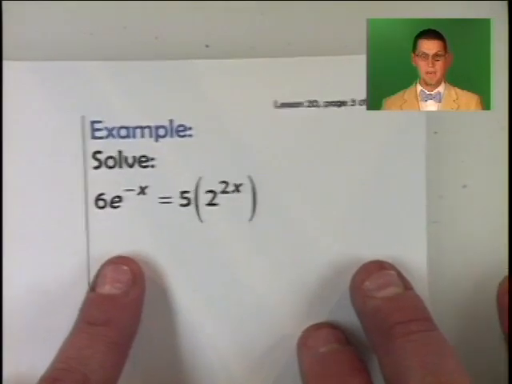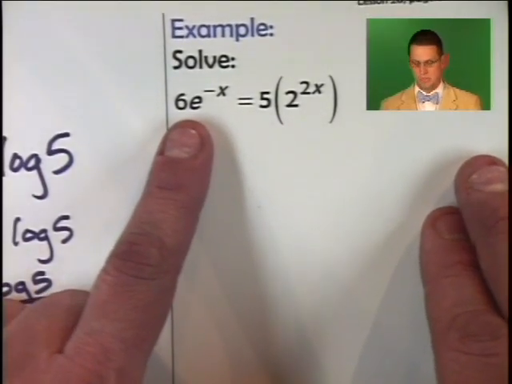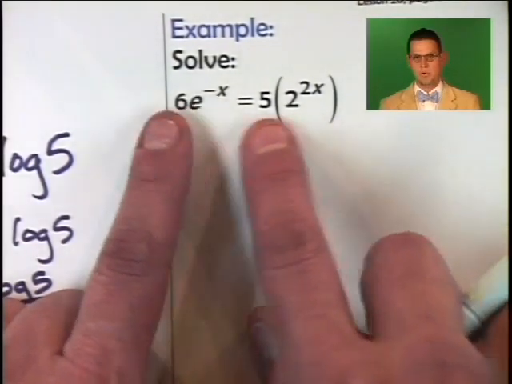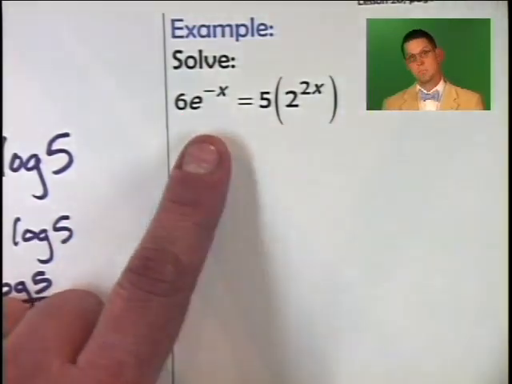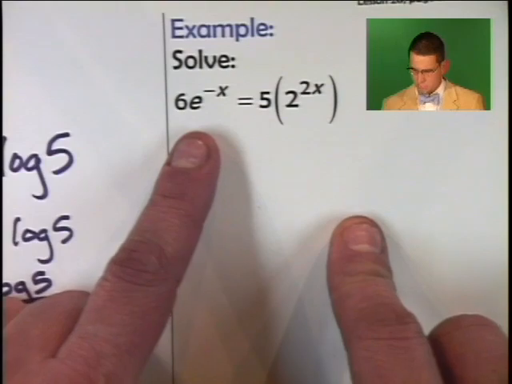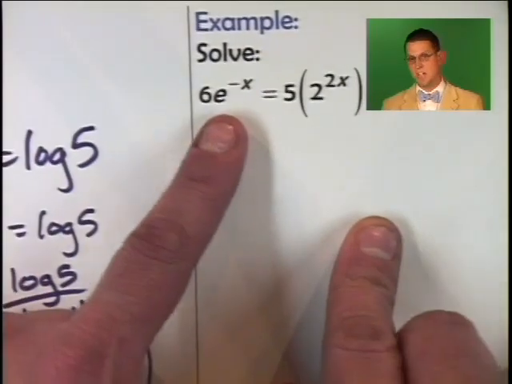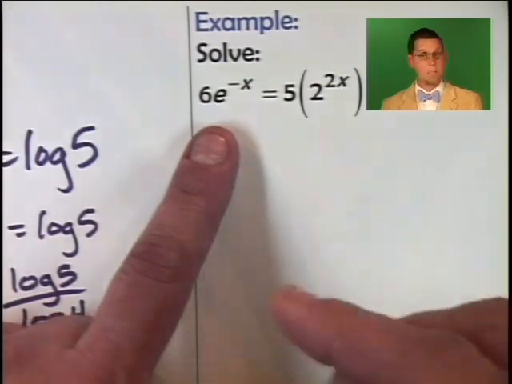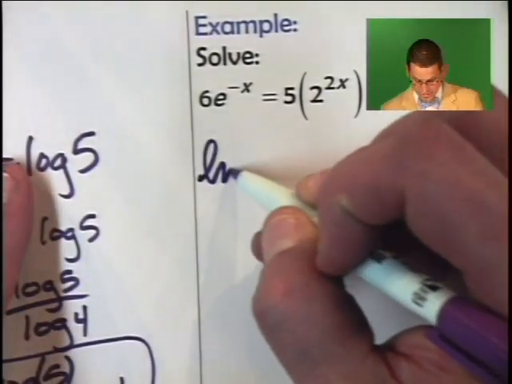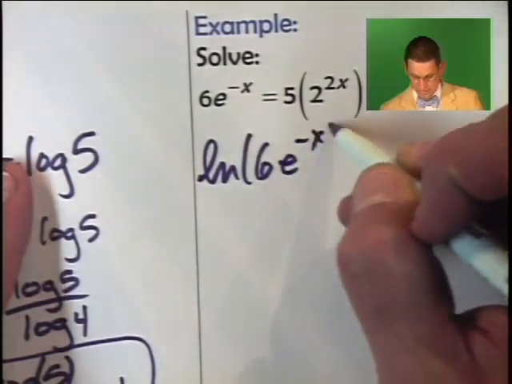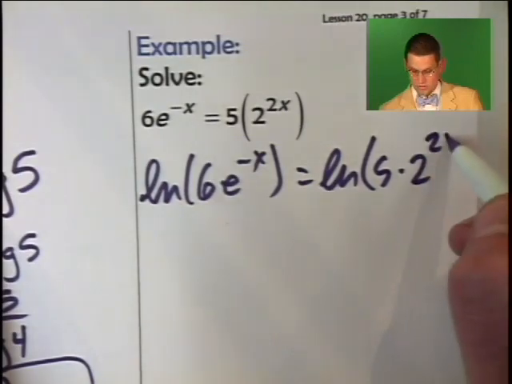Let's look at this guy here. Slightly different. I've got 6 times base e. Well, e is irrational, and I got 5 times 2. So I don't think I'm going to be able to manipulate this to get the bases the same. So I already go to the method of taking the log of both sides. Now over here I took log base 10. Over here, since I have e, which is the natural base, I'm going to go ahead and take log base e of both sides, which is the natural log. So I have the natural log of 6e to the negative x equaling the natural log of 5 times 2 to the 2x.